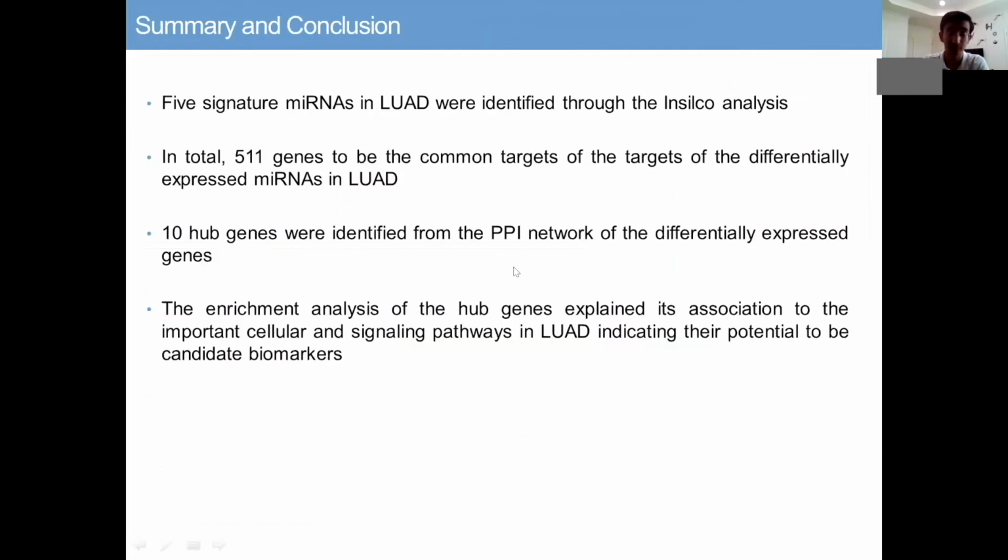So the summary and conclusion of my research project: I identified 5 signature microRNA in lung adenocarcinoma through an in silico analysis using the GEO database and GEO2R. Then I discovered 511 genes to be common targets of the differentially expressed microRNA in lung adenocarcinoma. Then from these 511 genes, I constructed a PPI network and identified 10 hub genes that were differentially expressed in that network.